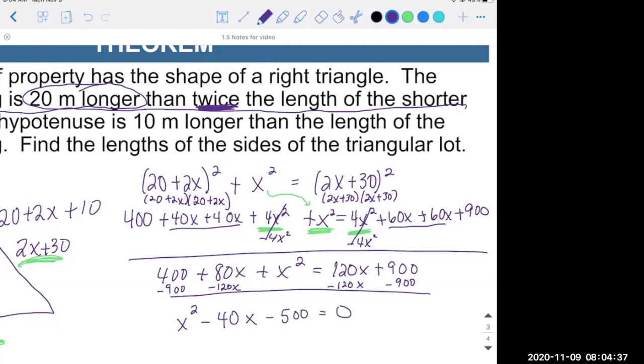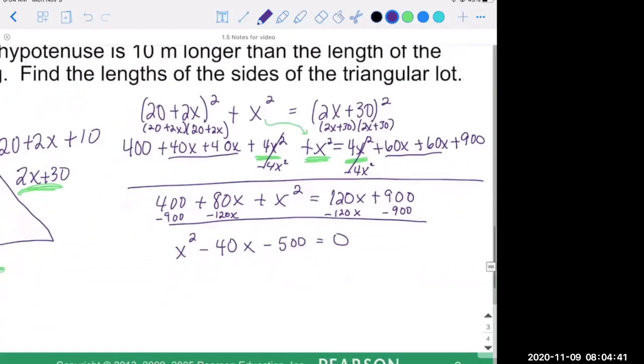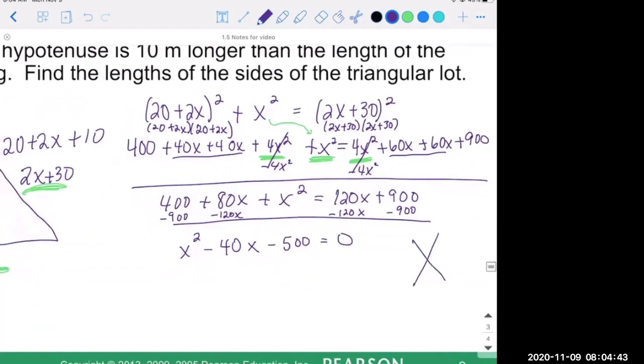Okay, and now it's time to factor. So if we set up our x, we're going to have negative 500 in for our A times C, and then our B is going to be negative 40. So now we need to figure out two numbers that multiply to 500 and add up to 40. We'll deal with our negatives, or add up to negative 40. We'll deal with the negatives in a minute though.